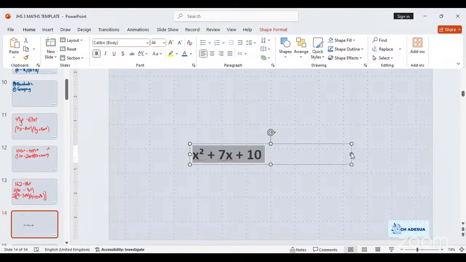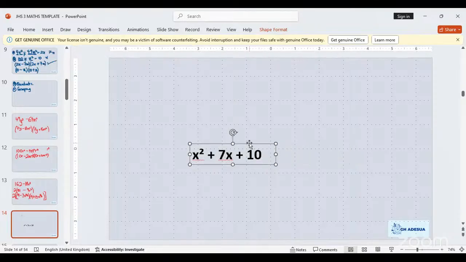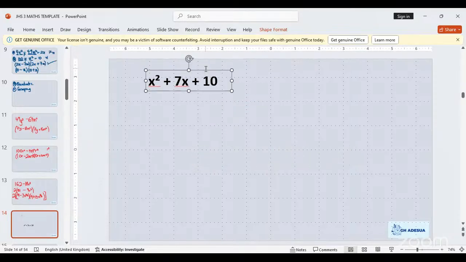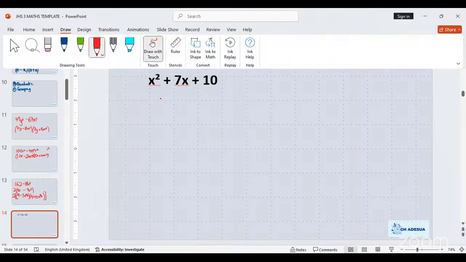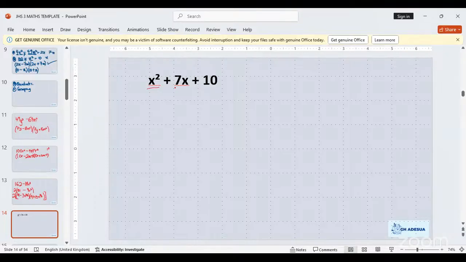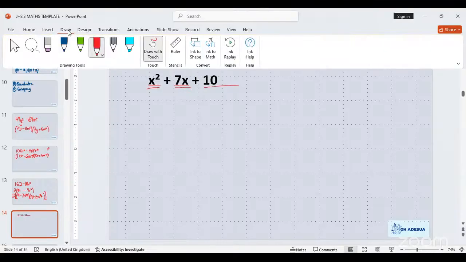Okay, now when we talk about quadratic trinomials, a question like this is an example. Now, what makes it a quadratic trinomial? Tri means three, so we have three terms. We have the x squared, we have the 7x, and we have the 10. These are terms that tell us whether it is a trinomial or not. Now, the trinomial means there are three.